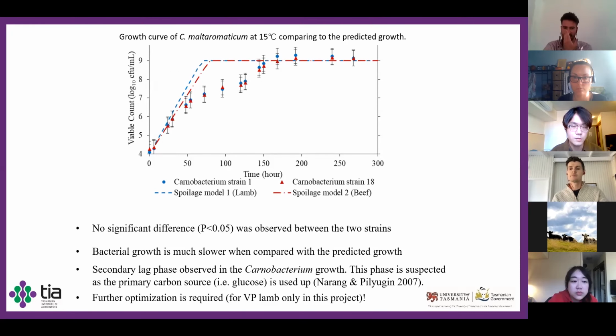This is what the student had done before. He used Utah's shelf life model to predict the shelf life of vacuum packed meat and evaluated the performance of this TTI at 15 degrees. But this TTI's performance was not good because the color change was not obvious at the end of the shelf life. From this graph, we can conclude some key findings. First, the two strains, Carnobacterium strain 1 and strain 18, do not have any significant difference.